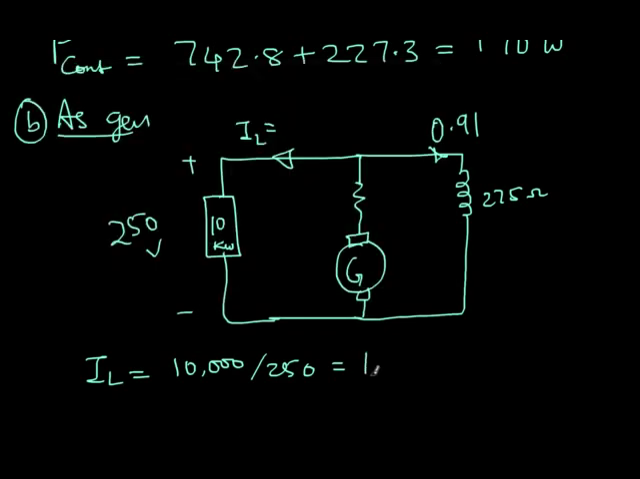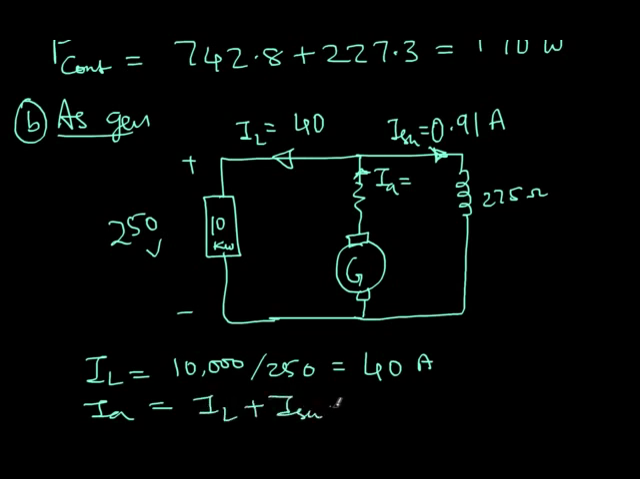So this comes to 40 amperes. This current is 40 amperes and this current is 0.91 amperes. This is the shunt field current. So therefore the armature current would be 40 plus 0.91. This is the armature current, that would be IA. So here IA will be IL plus ISH because this is a generator. So 40 plus 0.91, of course it will be 40.91 amperes.